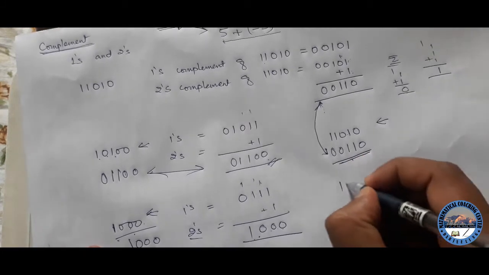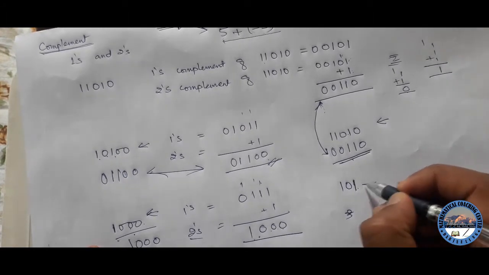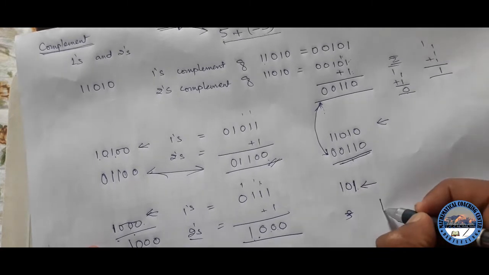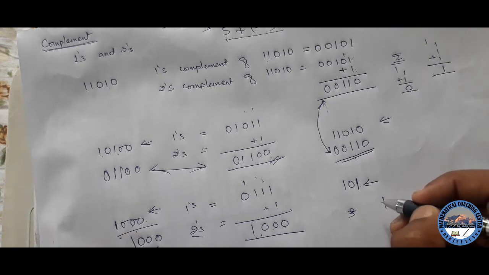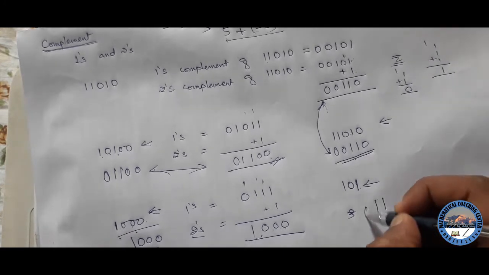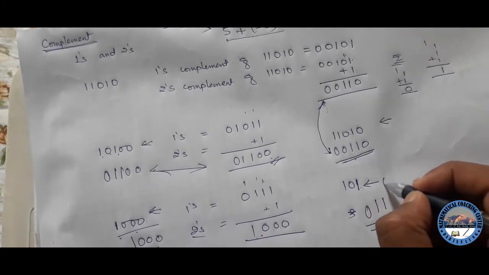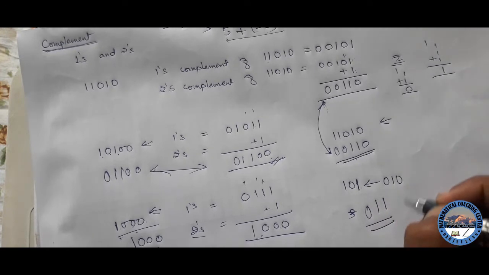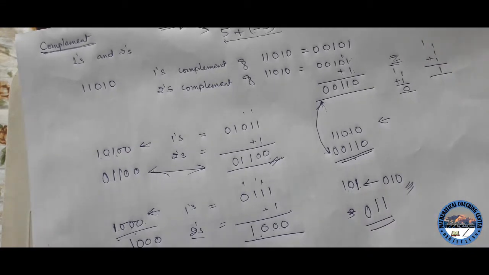Now let me take another example. Suppose if this is the case, then we are getting the first one in the first place only. So 1 will become 1. Till first one we are going to keep the same digit, and after that we are going to reverse. So 0 will become 1 and 1 will become 0. So this is the 2's complement of 101. 1's complement of 101 is opposite of 0101. So 0, 1, 0, opposite of this one. So hope you understood how to find out the 1's and 2's complement of a given binary number.